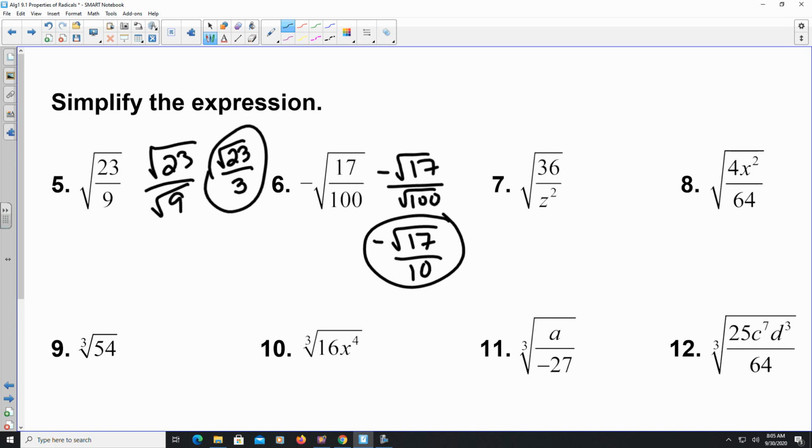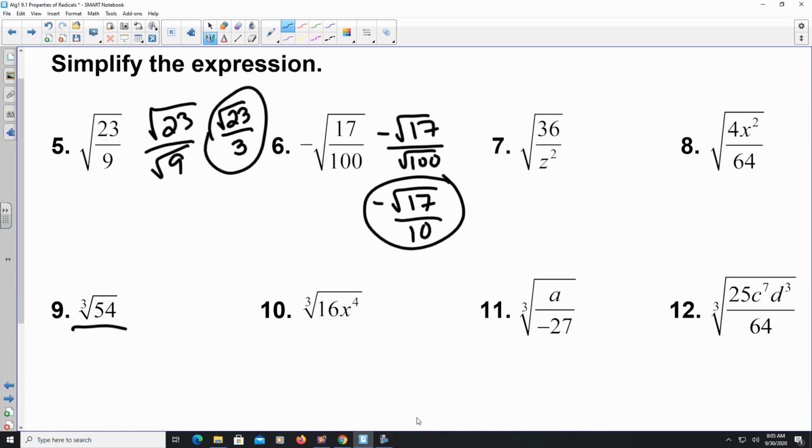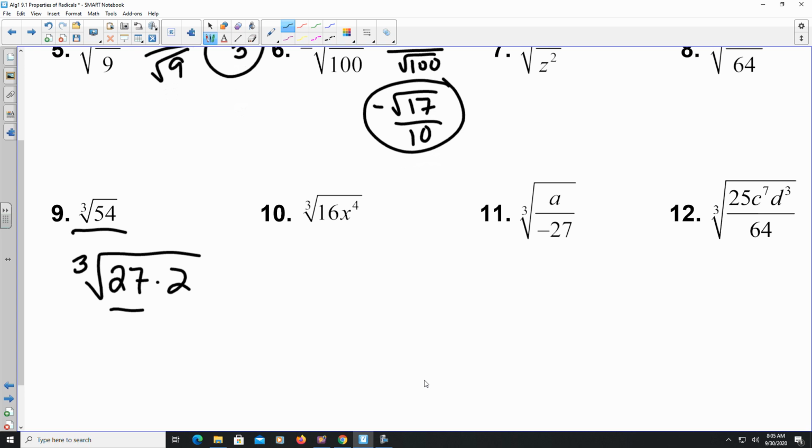So if I looked at, let's say, 54. So I have the cube root of 54. Because it's cube root now, I have to look for perfect cube values. Okay, so again, look at your list of perfect cube values. But what I can do is write this as 27 times 2. 27 is my perfect cube number because the cube root of 27 is 3. So my result is 3 times the cube root of 2. And that's my simplified expression.